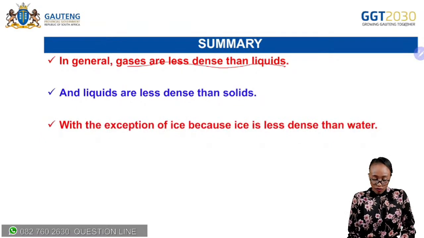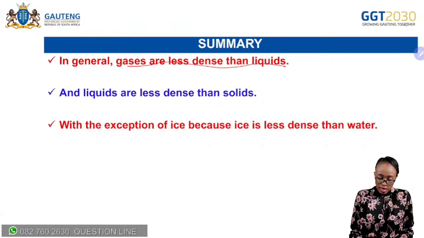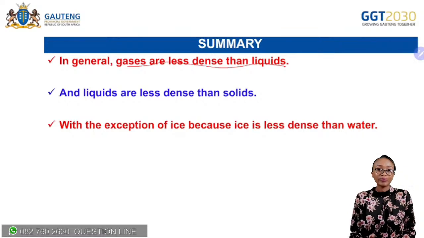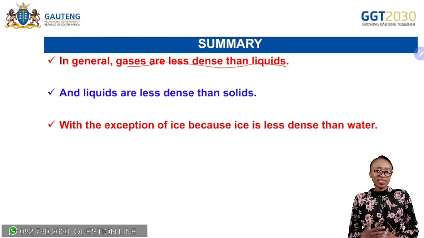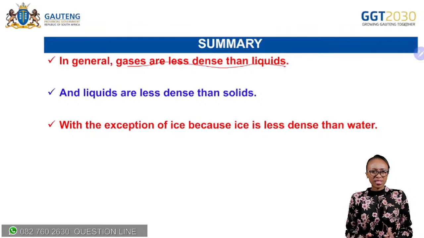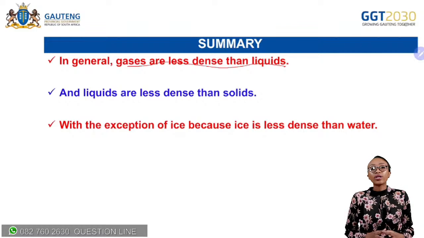With the exception of ice, because ice is less dense than water. Do you remember why we said ice is less dense than water? Okay, let's remind each other again. When water freezes, it becomes ice, right? When water freezes and becomes ice, the space between the particles becomes greater, larger.